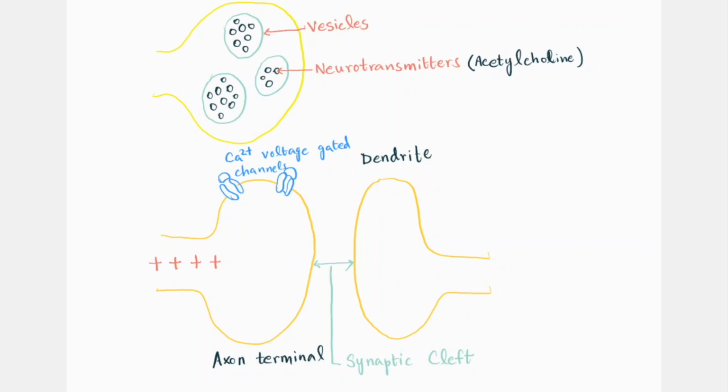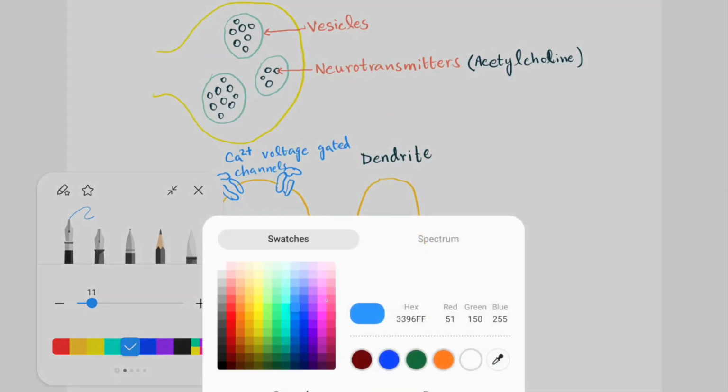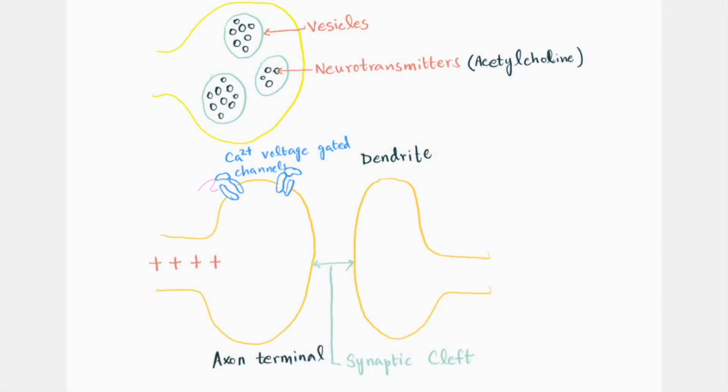Alright, so once the wave of depolarization hits the terminal, these gates open. Now I've got these open gates, and the calcium ions, let's make it pink. The calcium ions that were more on the outside of the cell, that's a fact, they keep coming into the cell. Calcium influx. And I'll just make one really large vesicle right here, filled with the neurotransmitter acetylcholine.